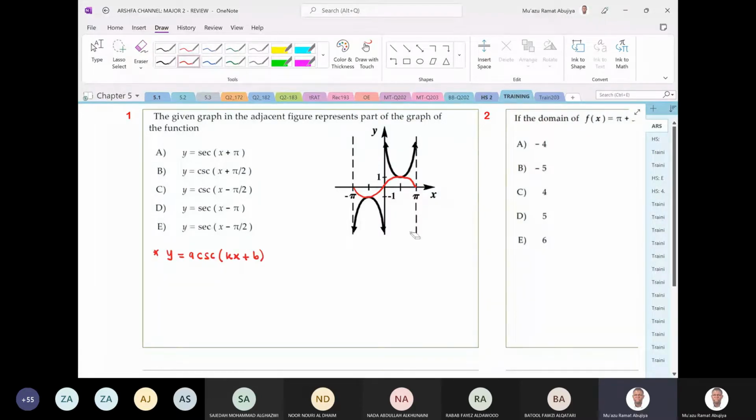Also, it is possible that this is going to be secant. For instance, if the graph should start from here and end somewhere here, then we expect the graph is going to be representing secant. So the other possibility is we have y equal to a secant of kx plus a constant, say b.